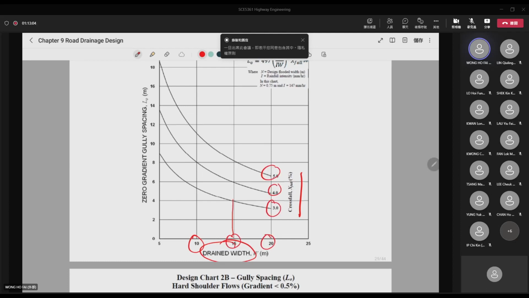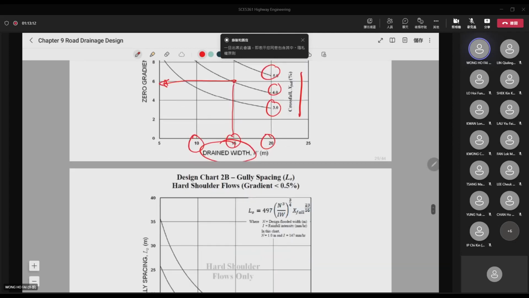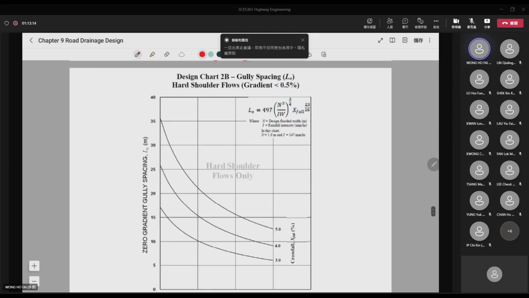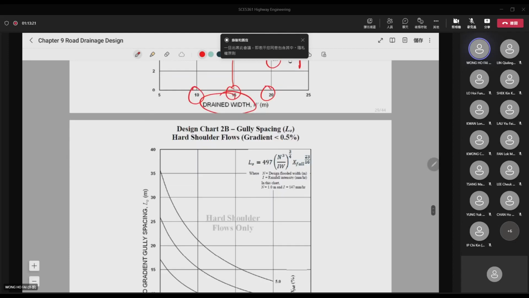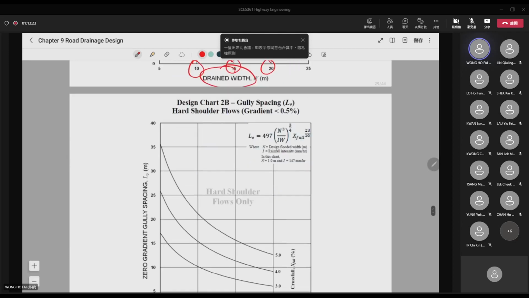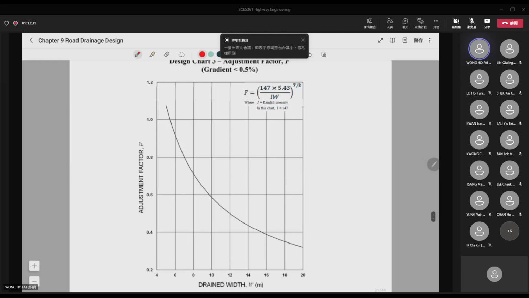Then you can look at what the spacing of the gully is. But this is just for zero gradient of the road. And then this one is for a normal road, or we can call it flat roads. And this one is for the hard shoulder. If you need to find the hard shoulder flow, then you will use this table or this chart.